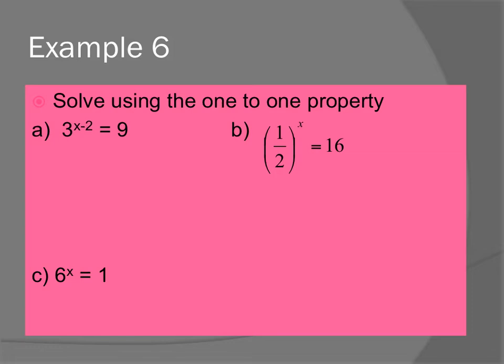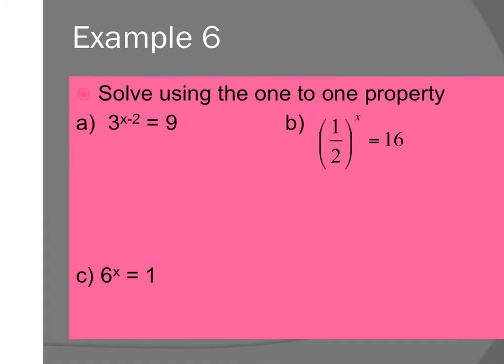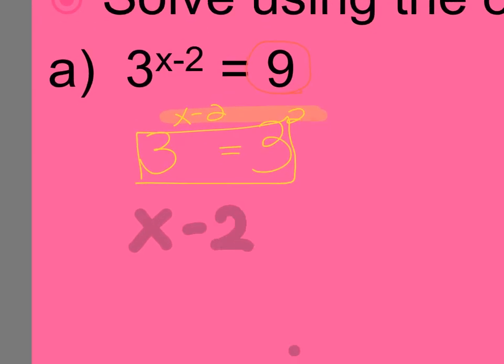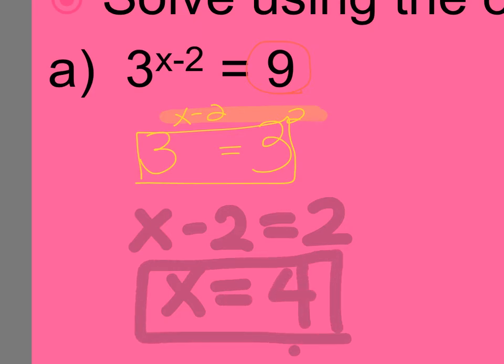So that will look like this. It says solve using the one-to-one property. So my goal with these, again, is to make the bases the same. So I don't ever want to change the smaller one. I want to change the bigger one so that it's written in terms of the smaller one, okay? So I want to say, how can I change 9 so that it is written in terms of 3? And it would be what? 3 to the second. And then once the bases are the same, I can actually ignore them and just set the exponents equal to each other. So I get x minus 2 equals 2. And add the 2, and I get x equals 4.